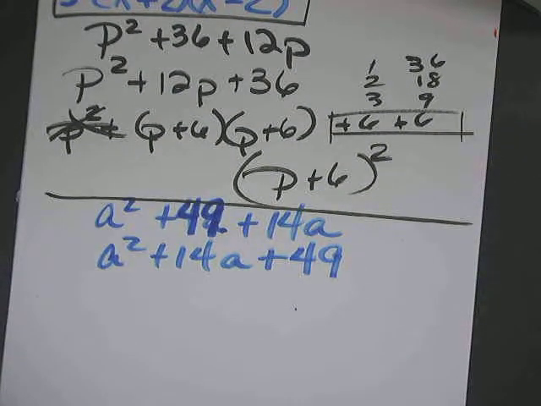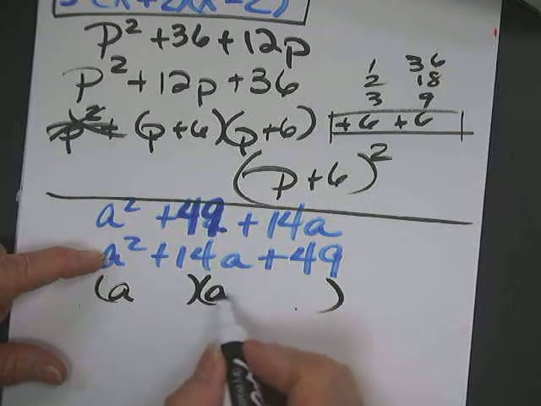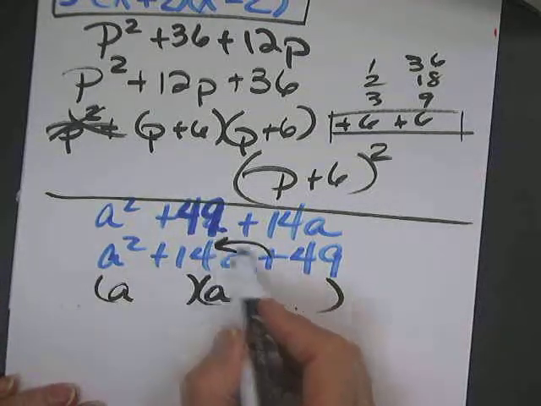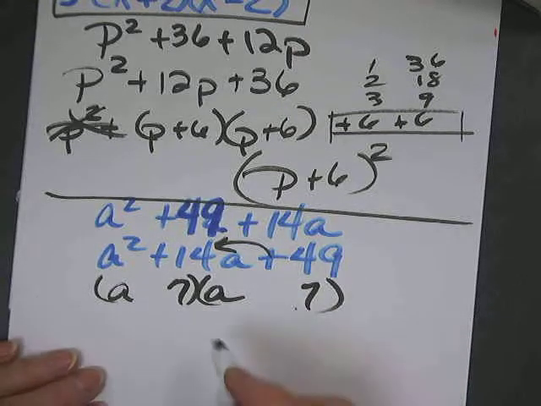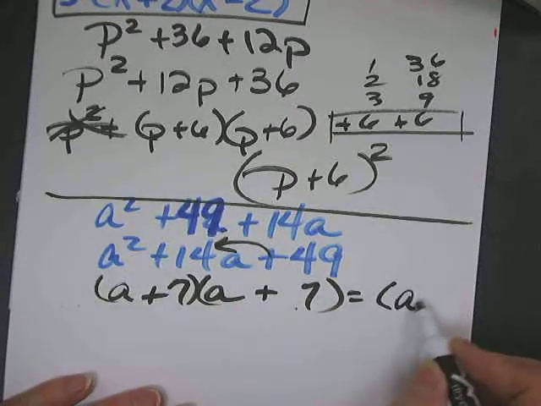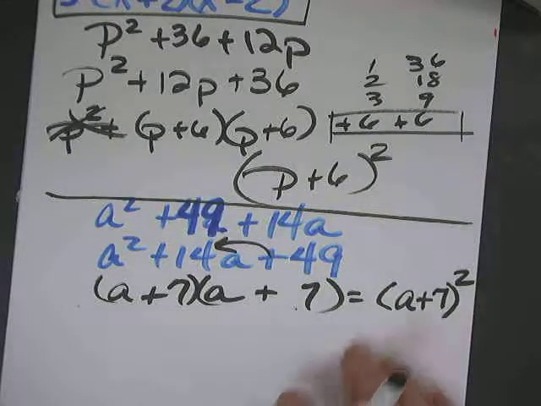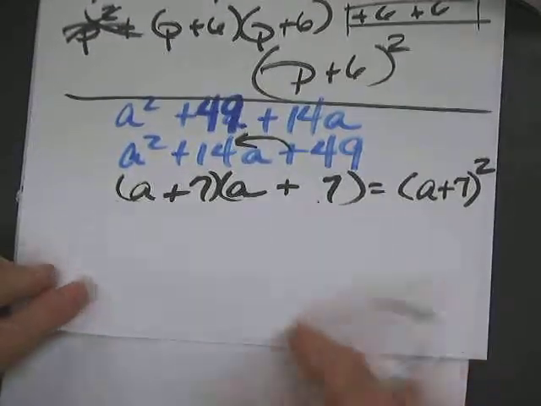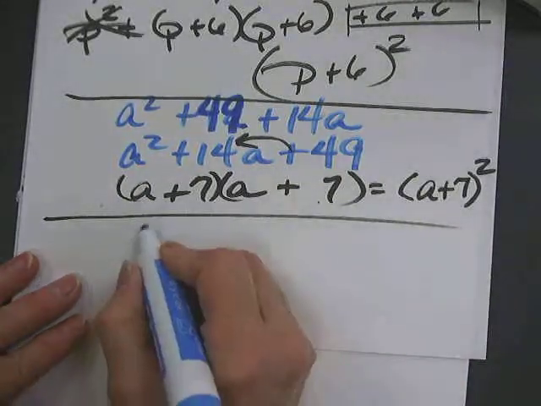We need to put it in descending order. Switch these again. Okay, so we know it's a and a. How are we going to get 14? 7 and 7. 7 times 7 is 49. And the signs? Positive, so we can rewrite that easily as a plus 7 squared, right?